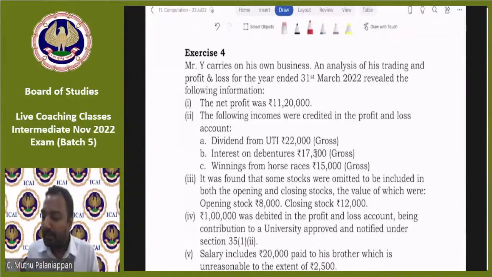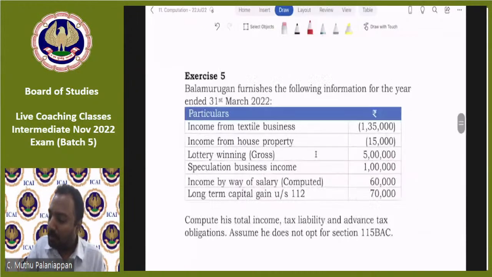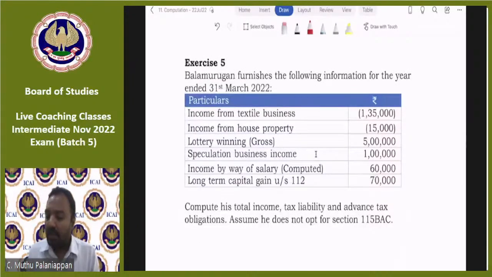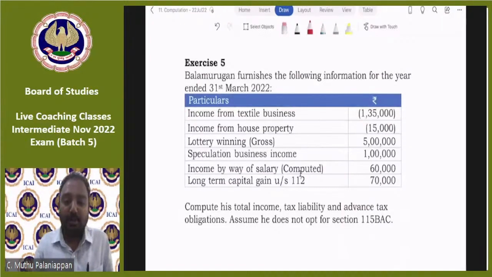Okay, we'll solve one small problem and we'll wind up, so that the rest of the problems we can see in the next class. Exercise 5 is basically: Bala Murugan has furnished the following information. He has given the income from textile business, which is a loss, and income from house property, that's also a loss. He has a lottery winning, which is basically a special income, of 5 lakhs. Speculation business income is 1 lakh. Then income by salary.